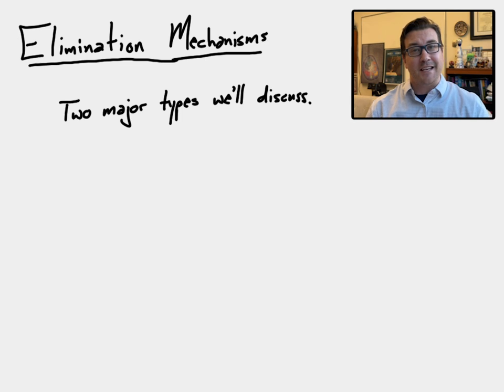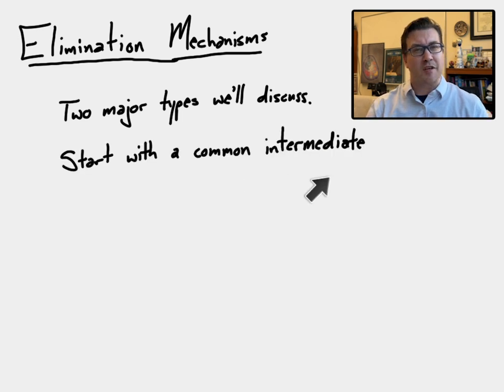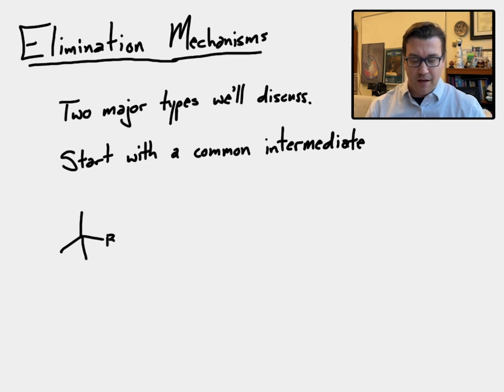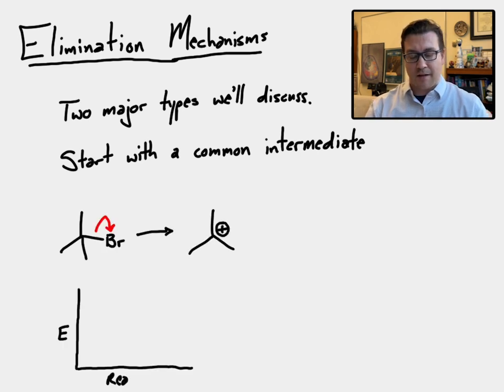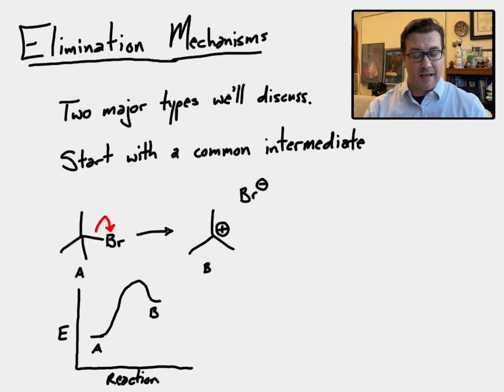Hi! In today's video, we're going to be talking about elimination mechanisms. There are two major types that we're going to discuss. First, we're going to start with a common intermediate that we actually saw from our substitution reactions. If you have this alkyl halide, one that can readily eliminate and give you this stabilized tertiary carbocation, you can form an intermediate that's going to be involved in the first type of elimination mechanism we're talking about.